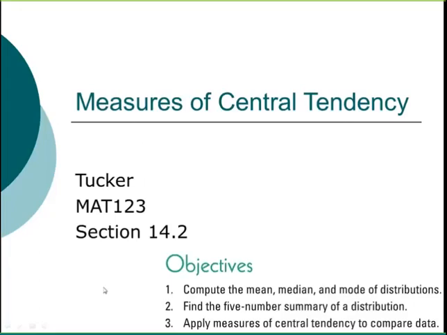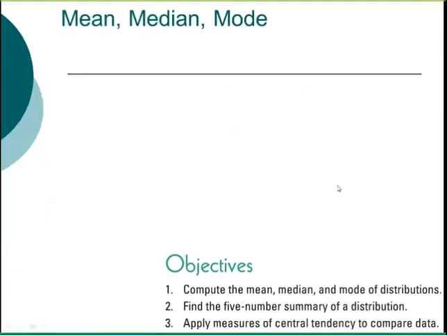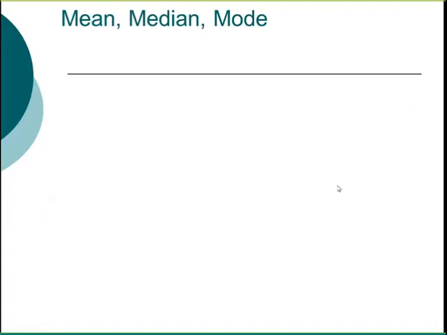All right, class, we're going to take a look at section 14.2, which is measures of central tendency. Different ways we can look at data, trying to talk about averages, or here specifically, mean, median, and mode, different ways that we can find averages.